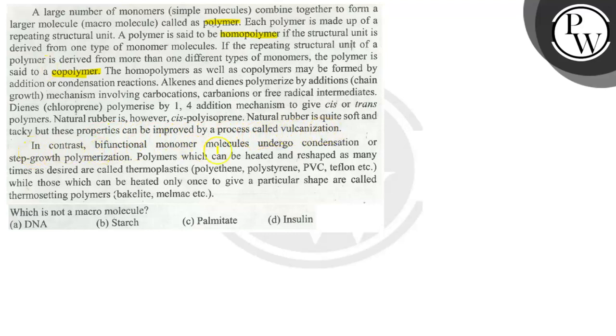In contrast, bifunctional monomer molecules undergo condensation or step growth polymerization. Polymers which can be heated and reshaped as many times as desired are called thermoplastics, while those which can be heated only once to give a particular shape are called thermosetting polymers.